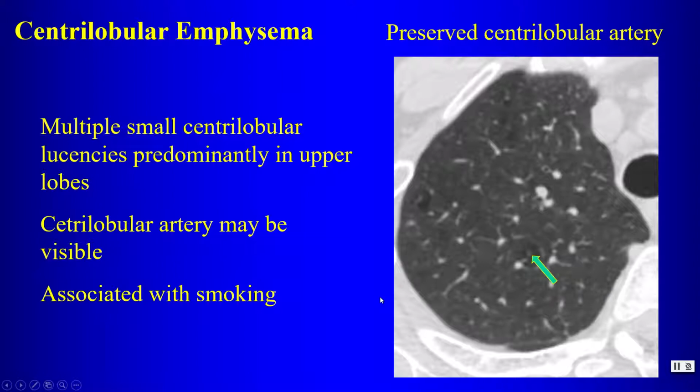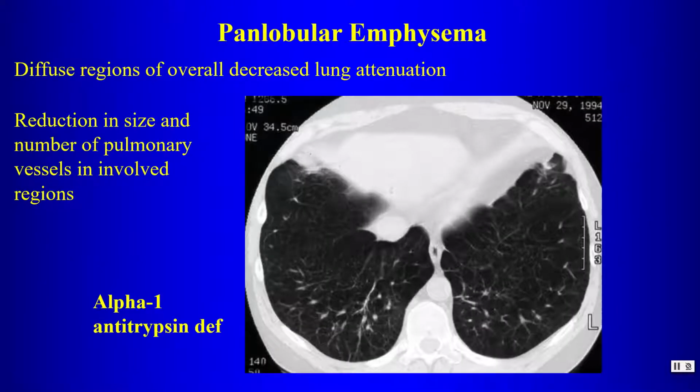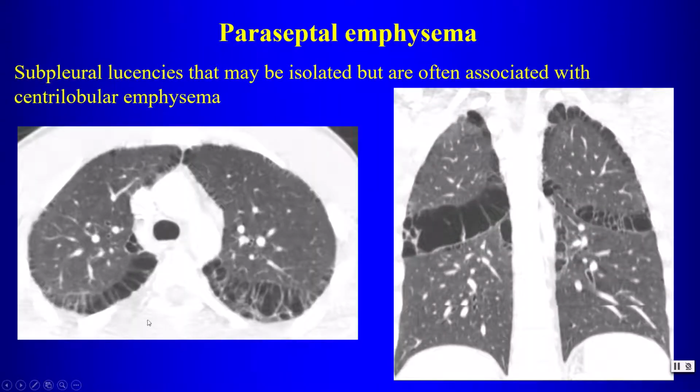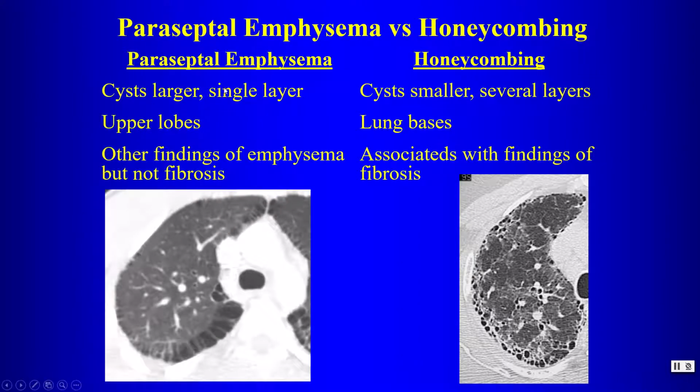And of course, centrilobular emphysema is associated with smoking. Panlobular emphysema is associated with alpha-1 antitrypsin deficiency, tends to be worse at the lung bases. Paraseptal emphysema, this occurs in the periphery of the lungs, along the pleural surfaces, and also along the mediastinum. This is associated with spontaneous pneumothorax in young people. You want to differentiate paraseptal emphysema from honeycombing.